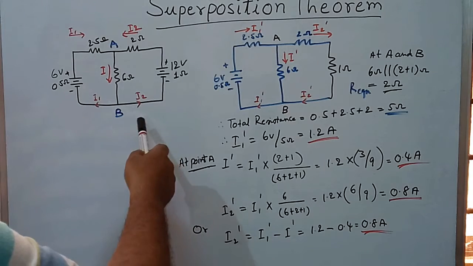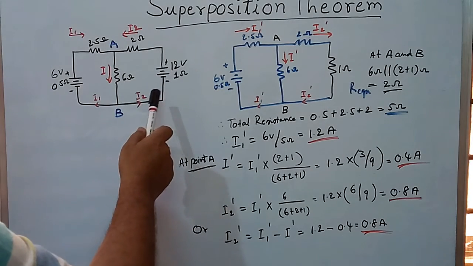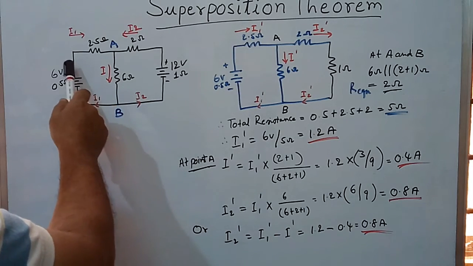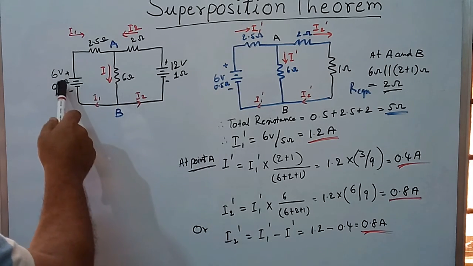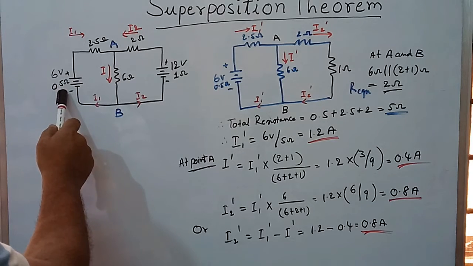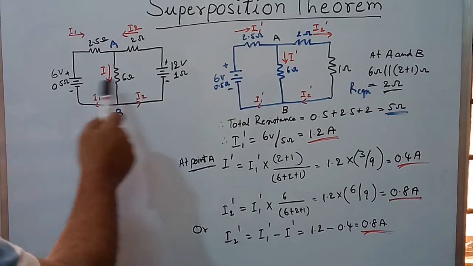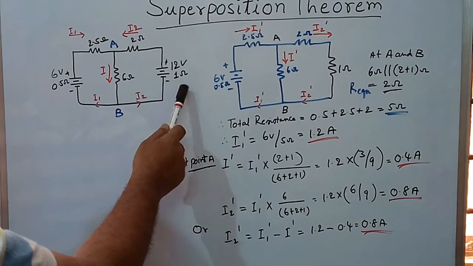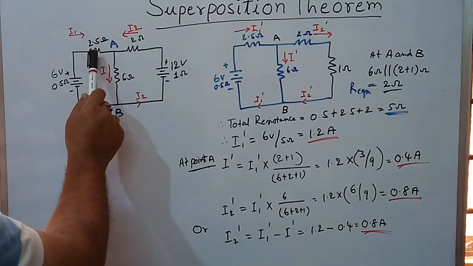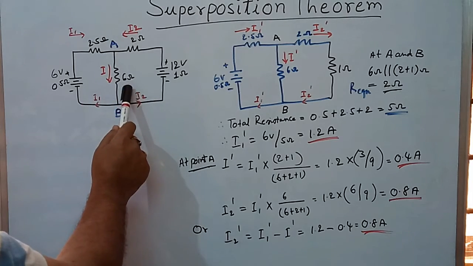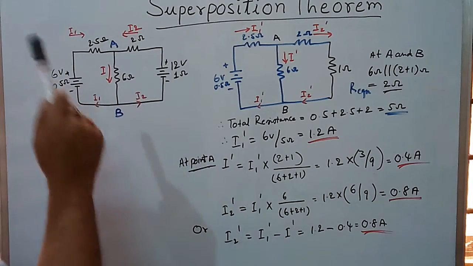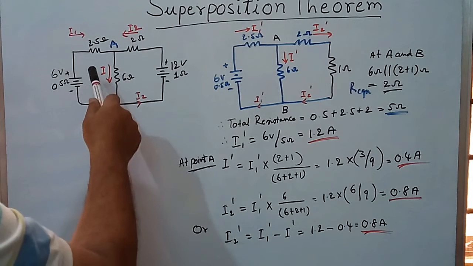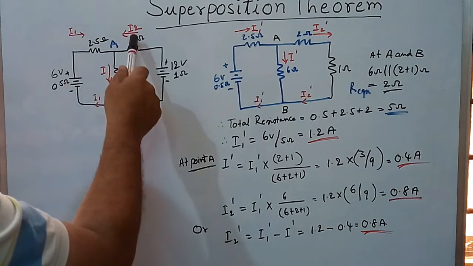Now consider this example network where I have shown the values. The EMF 1 or E1 is shown as 6 volts with an internal resistance of 0.5 ohms, and E2 is shown as 12 volts with an internal resistance of 1 ohm, and the resistors 2.5 ohm, 2 ohm and 6 ohm are shown as per this network. Now we need to find the currents I1, I2 and I.